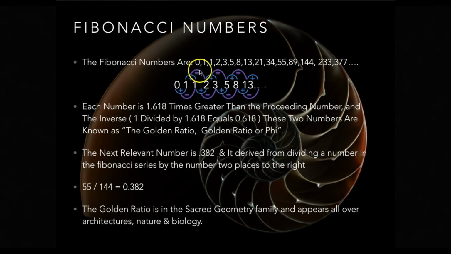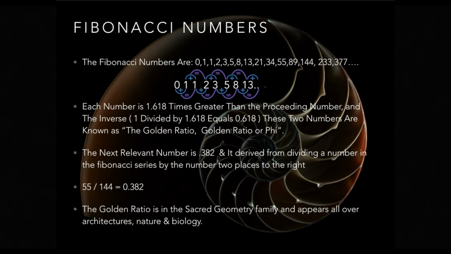The Fibonacci numbers are 0, 1, 1, 2, 3, 5, 8, 13, and so on and so forth. The way the Fibonacci numbers are developed is that as the numbers go on in the sequence, the new number will be the sum of the two preceding numbers. For example, 13 is the sum of 5 plus 8, and 8 is the sum of 5 plus 3. 3 is the sum of 2 plus 1, and 1 is the sum of 1 plus 0.